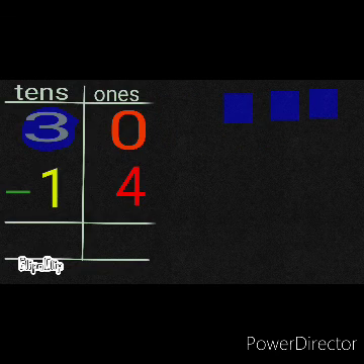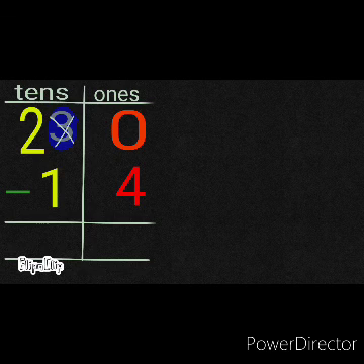So if you have 3 blocks and you take away 1 block, you only have 2 blocks remaining. So where you had the 3, you would need to replace it with 2. The 1 that you borrow, you would carry over to the ones column, right beside the 0, and that would make it 10. So 10 minus 4. Now we're able to take away.